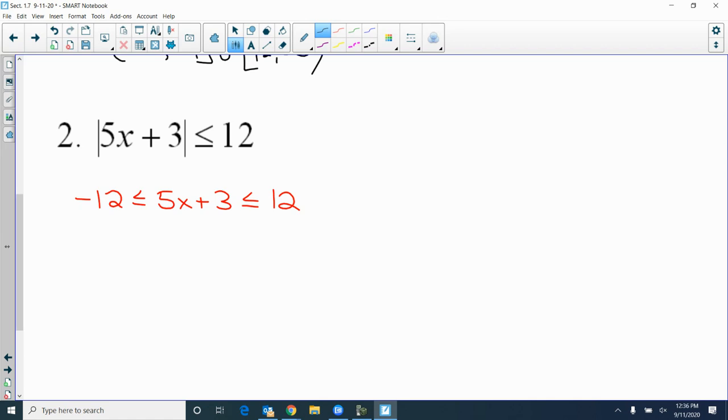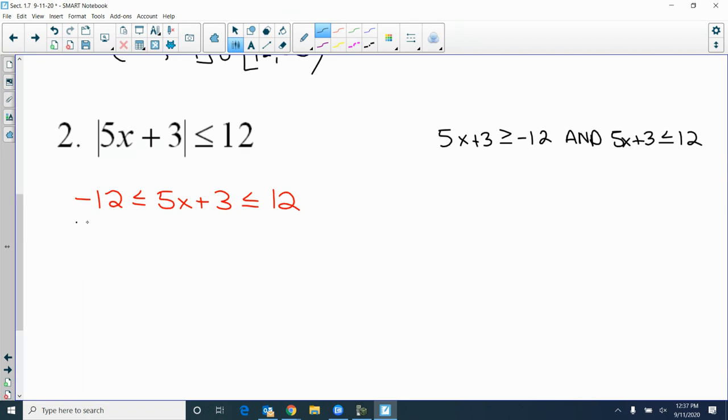Now, if you want to write it as two statements, you got to use the word and. But I think this is easier. If you're going to write it as two statements, here's what you're going to do. You're going to say 5x plus 3 is greater than or equal to -12, and 5x plus 3 is less than or equal to +12. Okay? So yeah, you got to negate it and switch that sign.